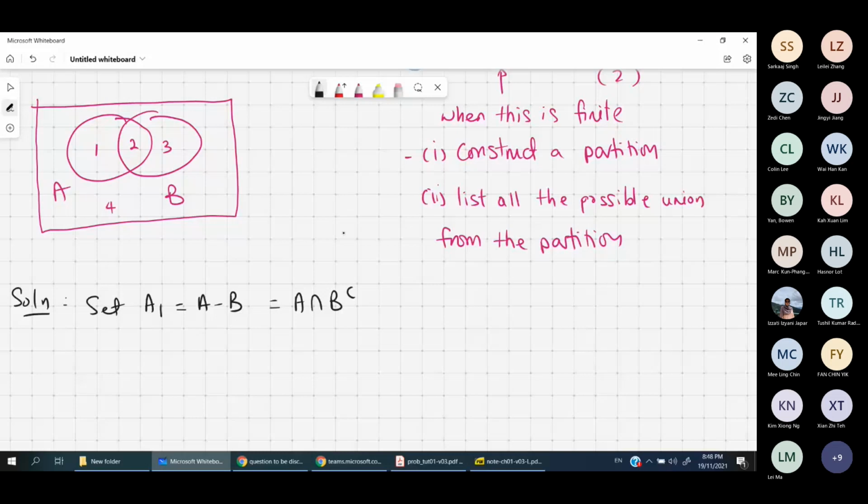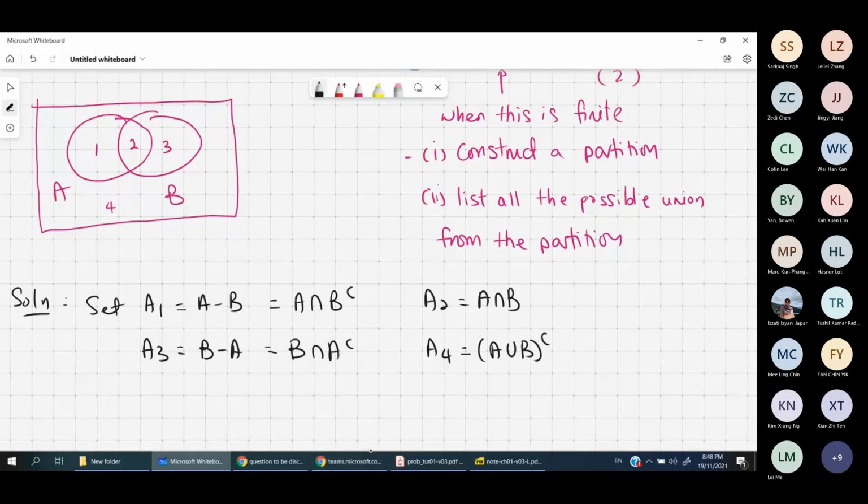And next, this is the central region. I think it's easy, so it is A and B. Okay, and number 3, this will be in B but not in A. Likewise, we can write this one as B and A complement. And finally, the one at the outside. So this is actually the complement of A union B, right?